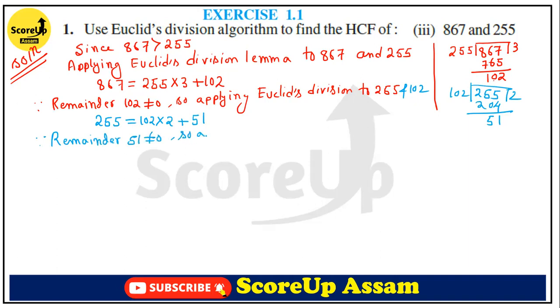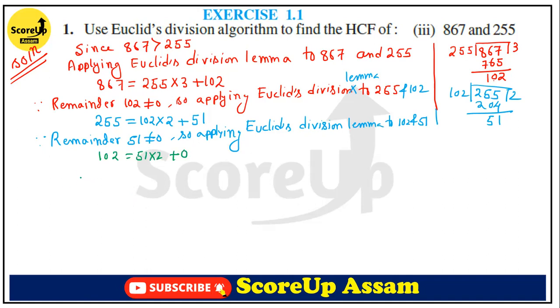So applying Euclid's division lemma to 102 and 51. Okay. So 102 is equal to 51 into 2 plus 0. Now the remainder is 0. So we shall stop here.